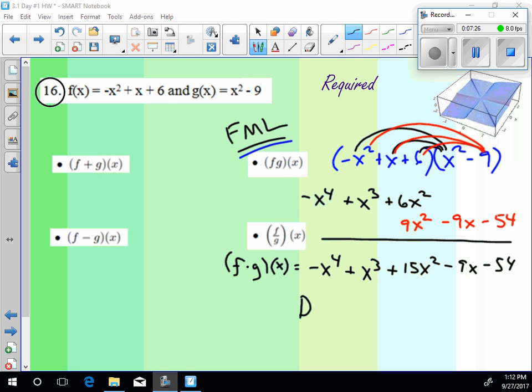Domain, like we said, domain will be all real numbers, seeing that there are no radicals, even radicals that is, and no denominator.